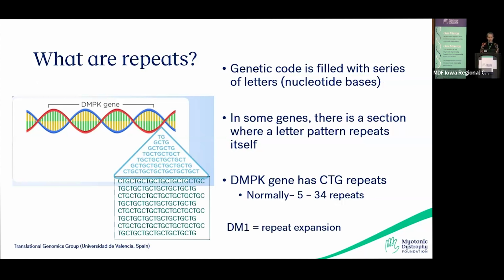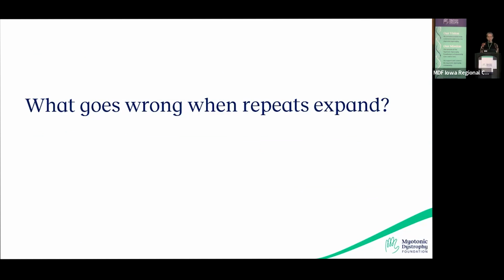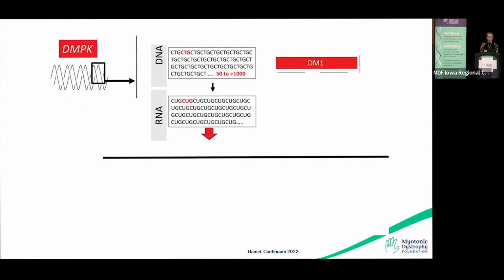However, with myotonic dystrophy, there gets to be too many of those repeats. And that's called a repeat expansion. So a huge increase in the number of repeats. What goes wrong when the repeats expand or get increased?